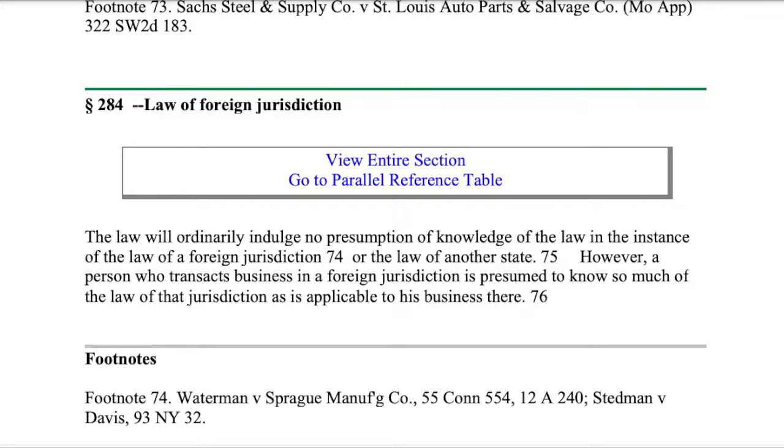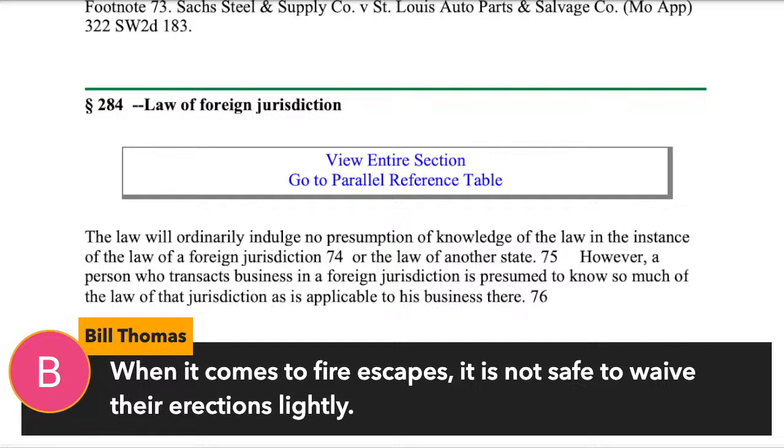Welcome, Bill Thomas. When it comes to fire escapes, it is not safe to waive their erections lightly. Yeah, you definitely want to make sure you've proper erection when it comes to fire escapes.